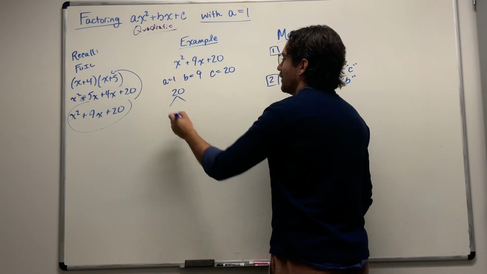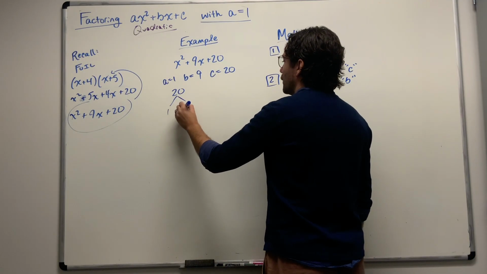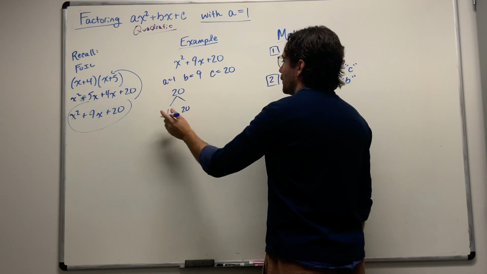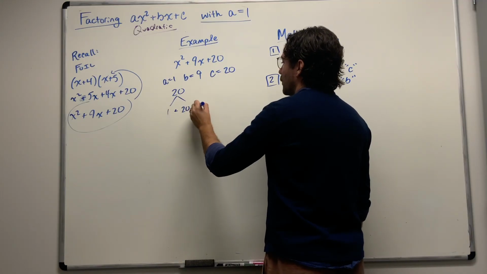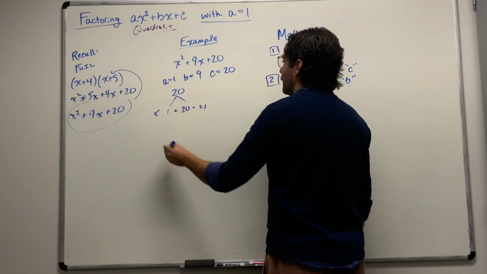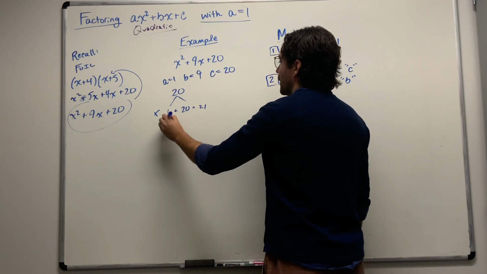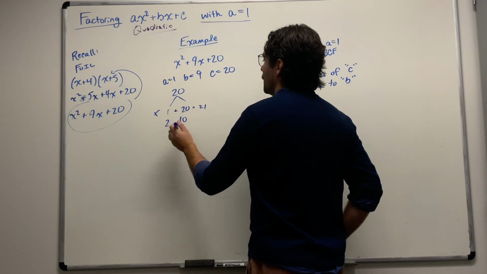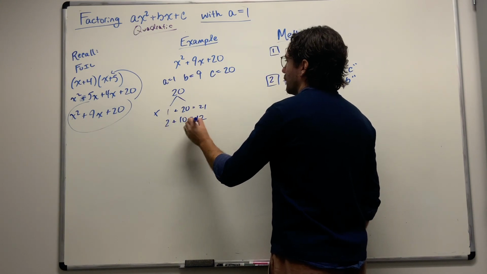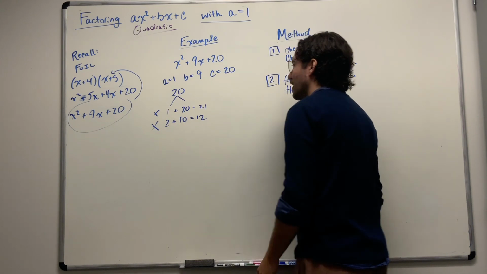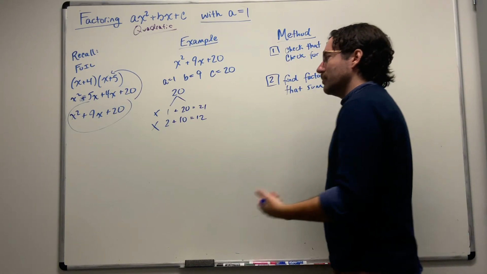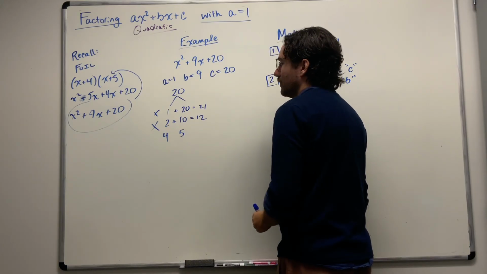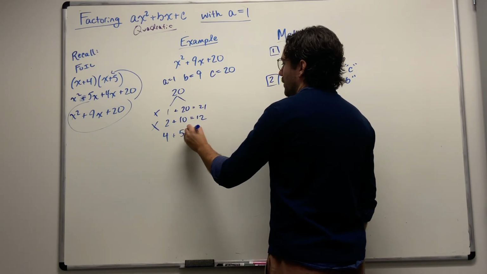I can just go down the line, like 1 and 20. That's true that when I multiply them, I get 20, but when I add them, I get 21. So not that one. I know 20 is divisible by 2, so 2 and 10. That works for the multiplication, but when I add them, I get 12, which is not 9, so not that one. I can keep trying. I know 20 is divisible by 4. 4 times 5 is 20. And notice when I add them, I get positive 9.